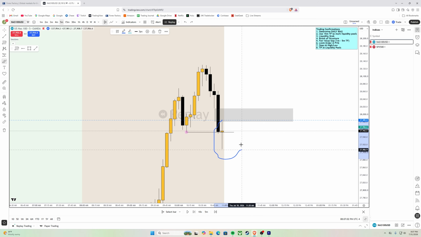However, this candle right here, when it closed and left the fair value gap, it is already 11 a.m. So I no longer trade. Right, so this would have potentially been the entry.